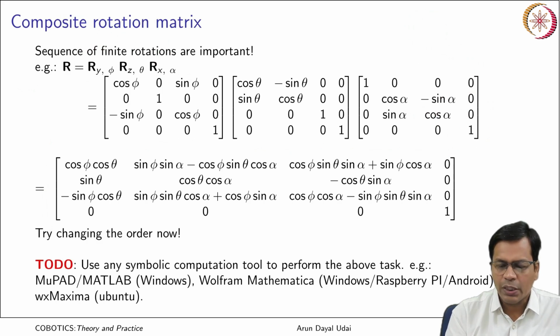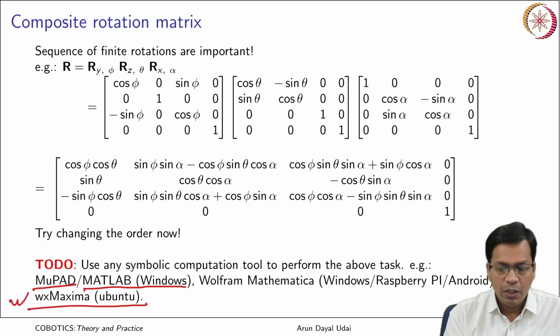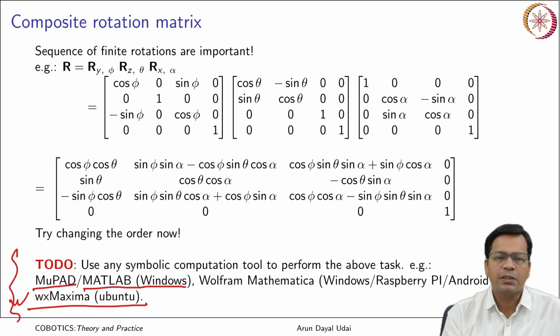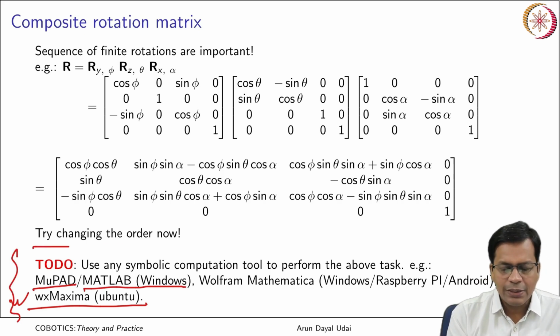So, in order to do such calculations, you can easily use the symbolic computation toolbox, which is there in MATLAB also, or you can use MuPad. Okay. Wolfram Mathematica you can use, which is for Windows, Raspberry Pi or Android platform, wxMaxima, which is there in Ubuntu also. You can use any of these symbolic computation tools in order to do this kind of complex multiplication, no need to do it by hand. Okay, so you can try changing the order.